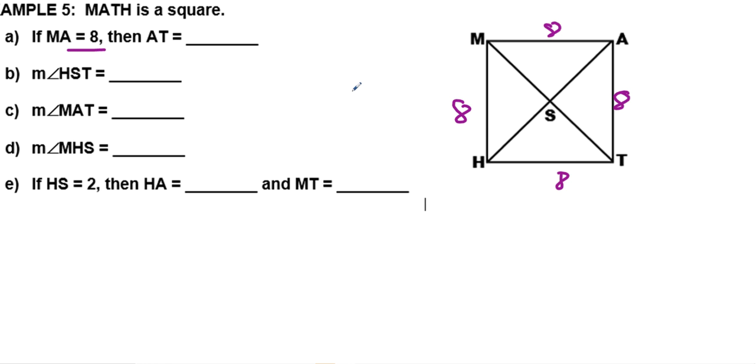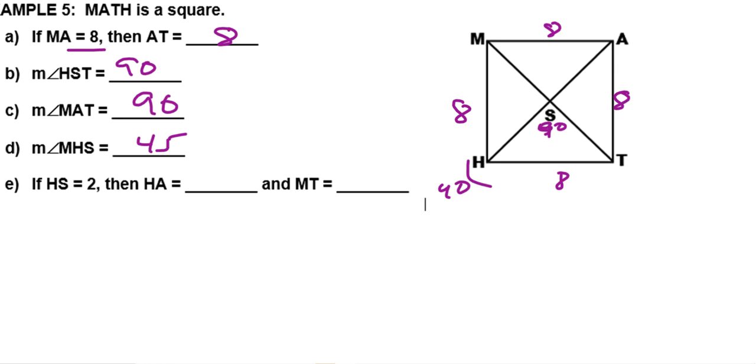And I can find everything even if I want to use my special right properties. So AT is also 8. Angle HST, say that fast, is 90 degrees because the corners are 90. MAT is 90. The angles are either 90 or 45. MHS is going to be 45.